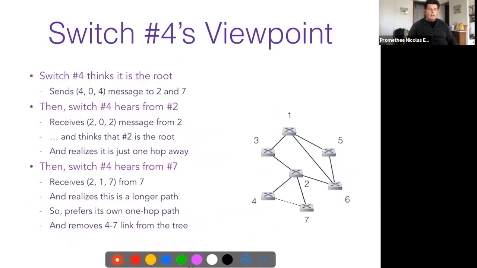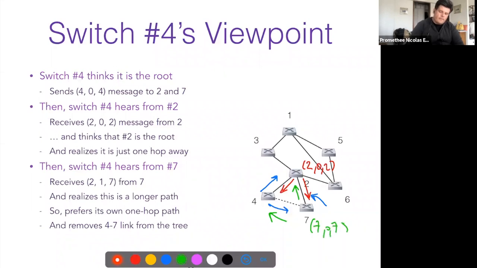So I'll let you read the rest. Anyway, let's focus on this part here, on this loop, which is here, okay? Let's start from the beginning. So 4, 7, and 2 are going to send a special message. So the message from 2 at the beginning is going to be 2, 0, blue 4, 0, 4.